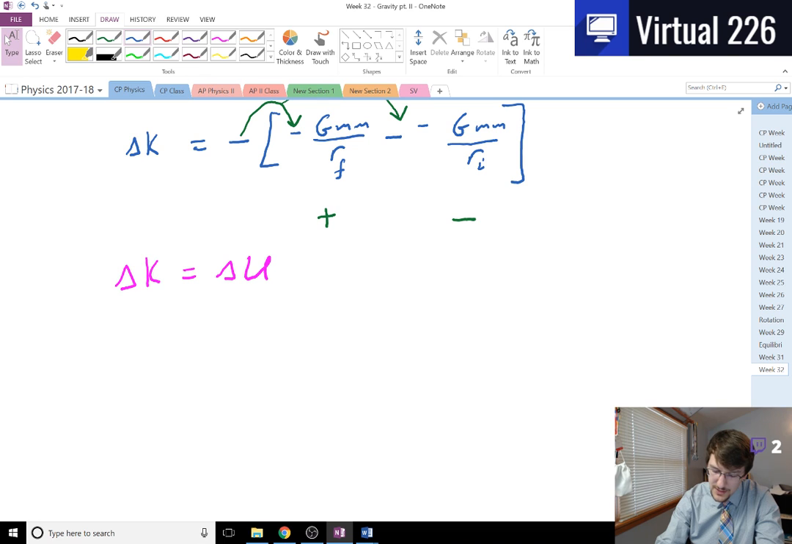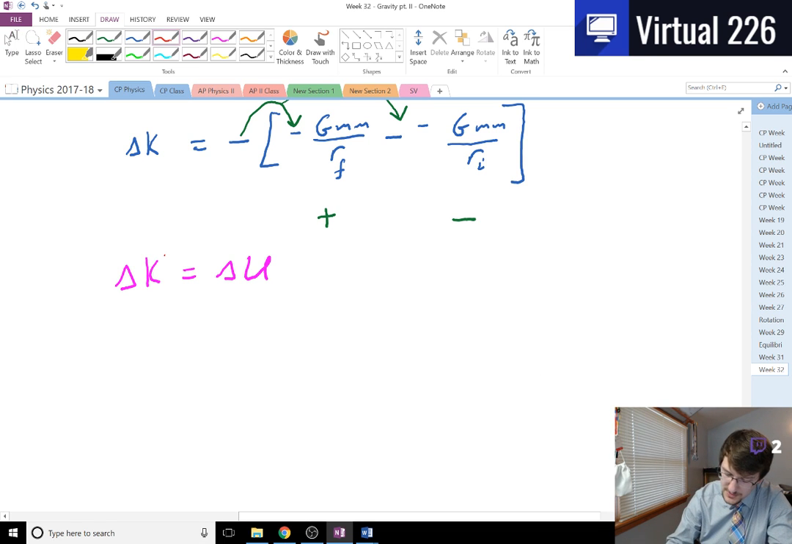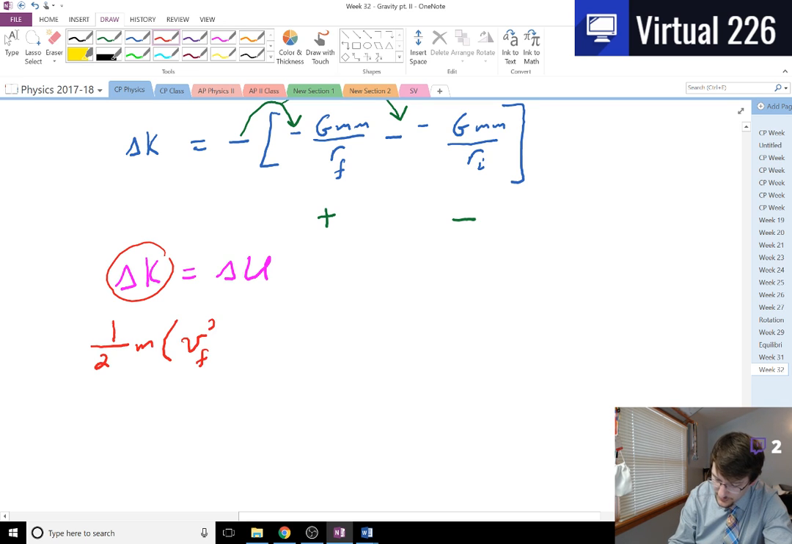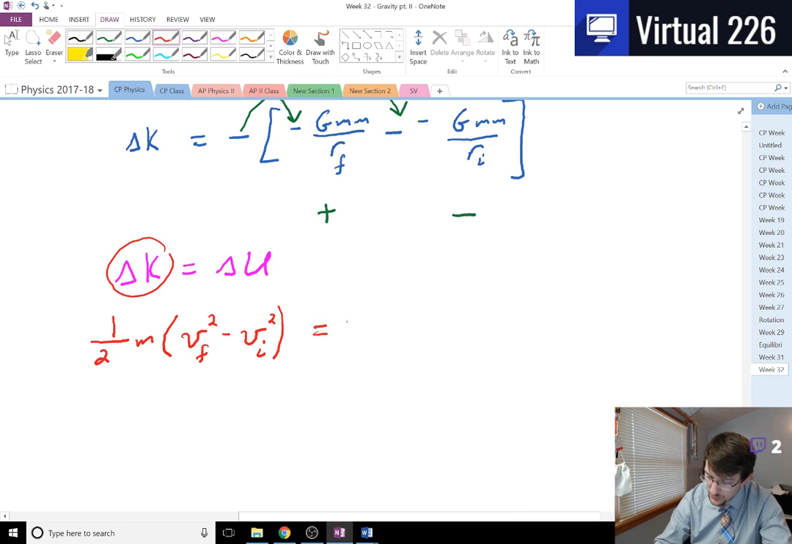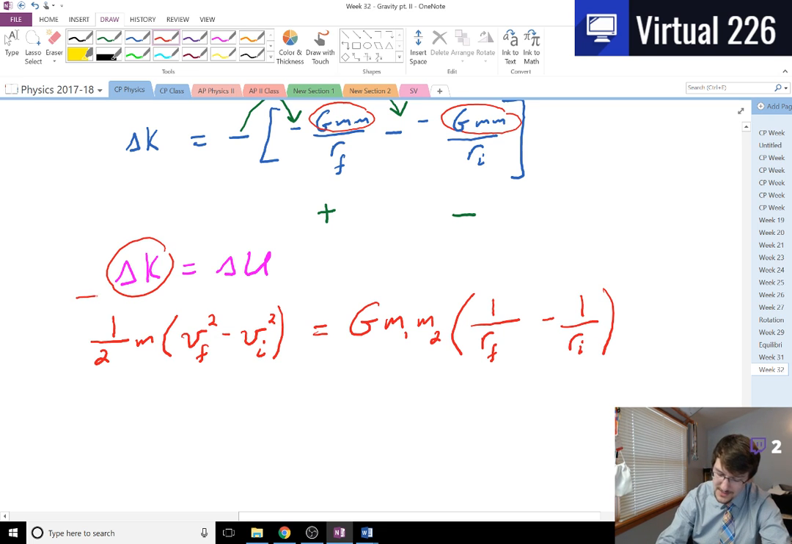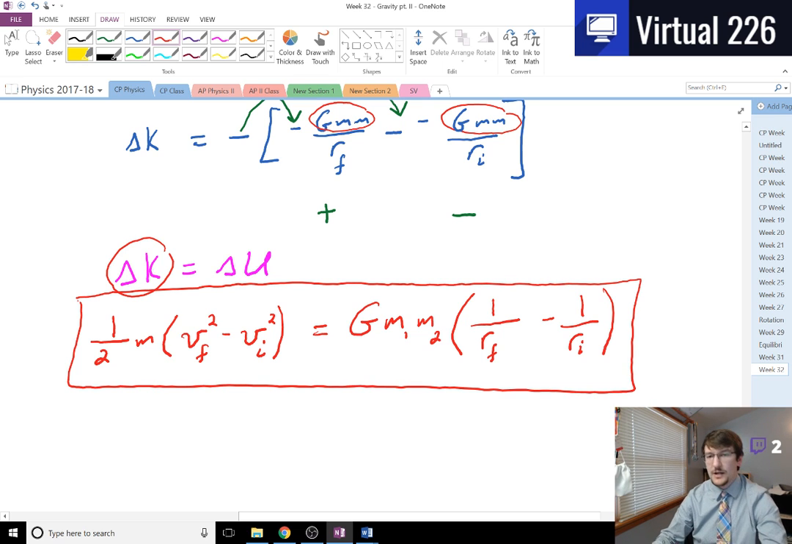What we can do here is actually expand this equation fully. What we can say for the delta K side is this is like 1 half m times vf squared minus vi squared. Remember, those squares are on the inside, so you have to square each of those terms and then subtract. And that has to equal, if we look at these GMm over R values, this GMm is a constant for both these terms. So we can pull it outside, GMm, multiplied by 1 over the final position minus 1 over the initial position. And right there, that is our conservation of energy in a full gravitational sense.